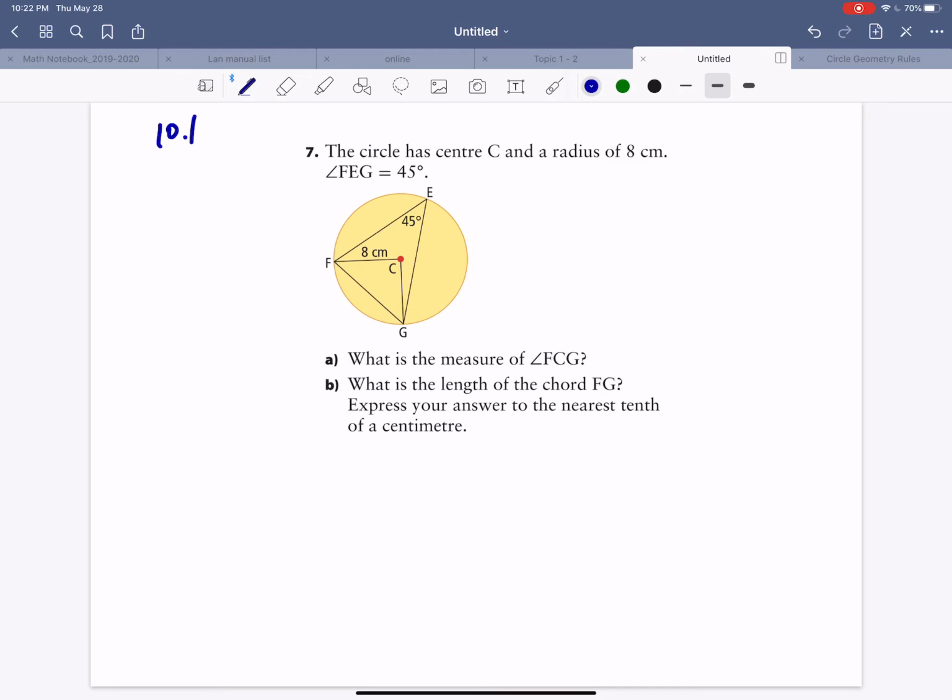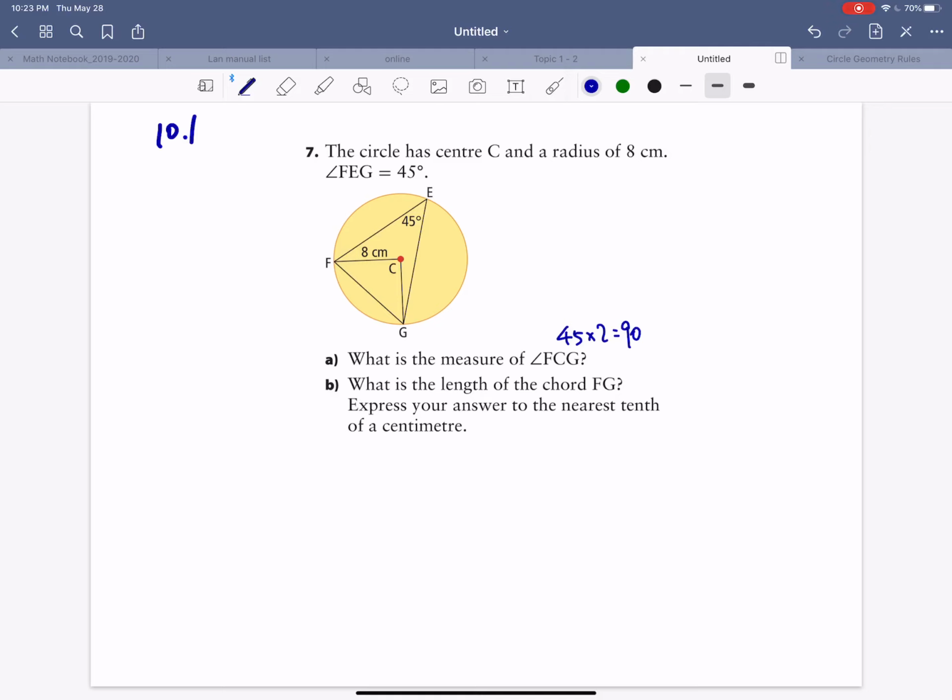10.1, number 7 here. 10.1 is all about angles in the circle, okay? So the circle has a center C and radius of 8. It's labeled for you there. And also an angle there, FEG 45. What is the measurement of FCG? So FCG is here. Okay, so you can see that this angle here and this angle here has the same arc. So that means you can just go 45 times 2 because it doubles. Okay, doubles the inscribed angle.